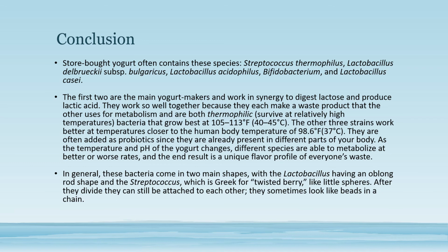They are often added as probiotics since they are already present in different parts of your body. As the temperature and pH of the yogurt change, different species are able to metabolize at better or worse rates, and the end result is a unique flavor profile to everyone's wish. In general, these bacteria come in two main shapes, with the lactobacillus having an oblong rod shape and the streptococcus, which is Greek for twisted belly, like little spheres. After they divide, they can still be attached to each other. They sometimes look like beads in a string.